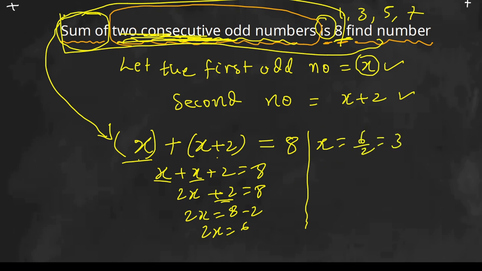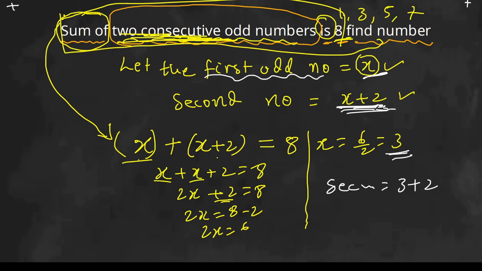Now here we must see that 3 is the first odd number. Here it is written, 3 is the first odd number. So what would be the second odd number, the second consecutive odd number? So from here we will take it, second number is equal to 3 plus 2, as we have taken it as x plus 2.